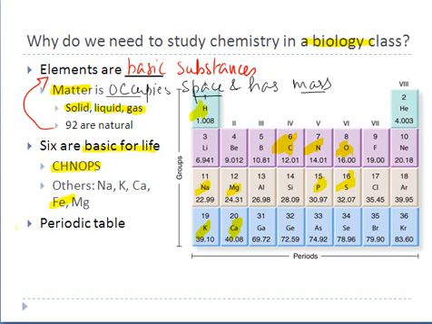Now these elements are arranged in a table which is called a periodic table. A periodic table is a very well designed chart which represents certain properties of elements, whether they are in a horizontal period or in a group, which is a vertical column. So if I pick a column like this, then they have something in common. If I pick a period like this, then these elements have something in common.